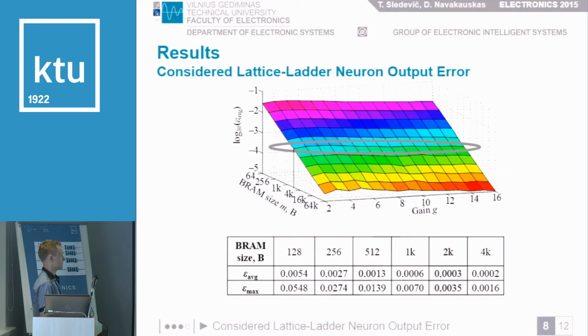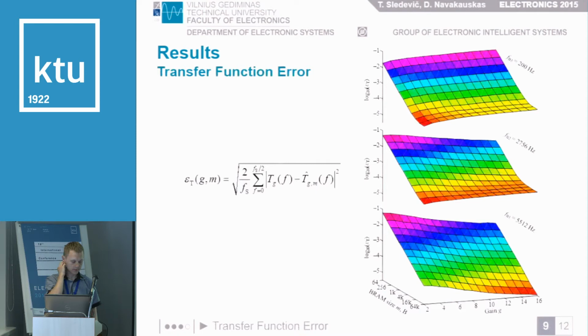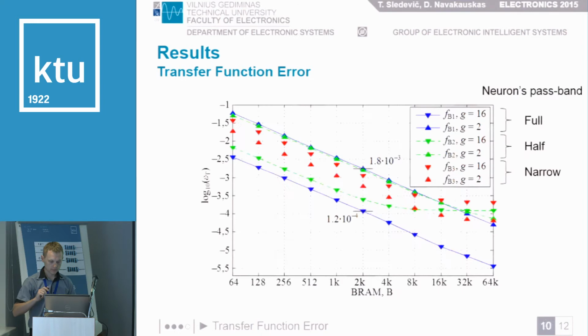The second experimentation was with the transfer function. Here's the root mean square error, and we set the neuron to work as a narrow band filter, as a half band filter, and as a full band filter. And here are the surfaces of error in logarithmic scale. Here we see the error of the transfer function with maximum gain of 16, for full band, half band, and narrow band.